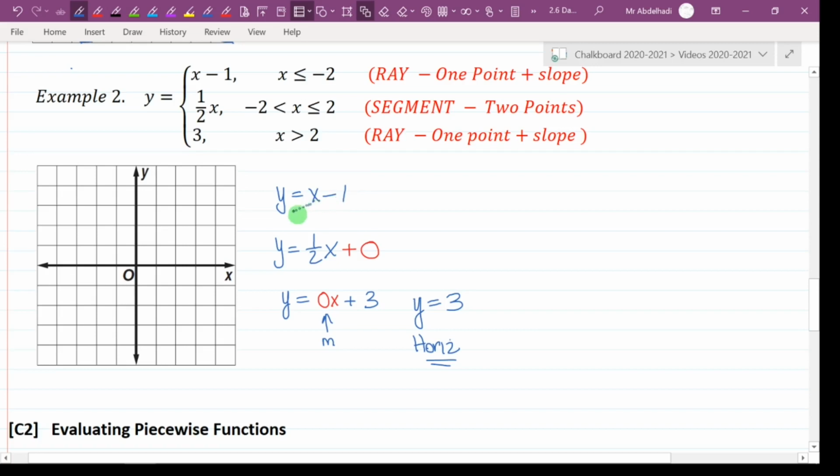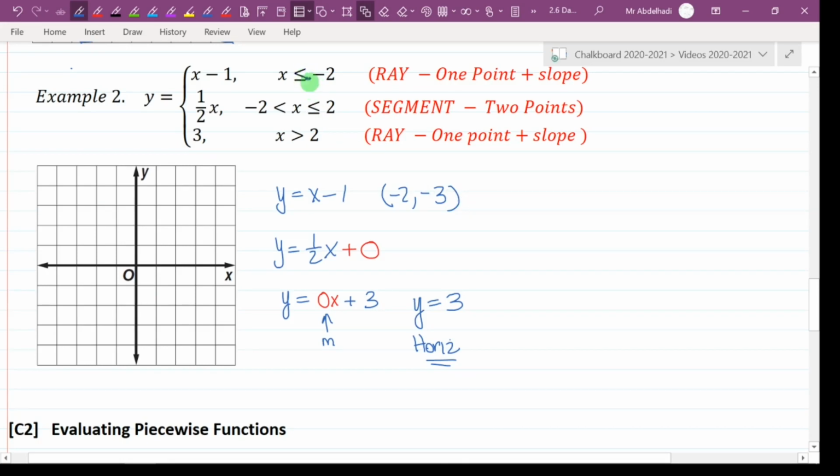Now, what's the endpoint? Let's go back to the first function here. What's the endpoint for this first function? Well, look up here. We're going to plug in the negative 2 here. Negative 2 minus 1 is negative 3. So that means your endpoint is this x, and when you plug this in, you get negative 3. There's your endpoint.